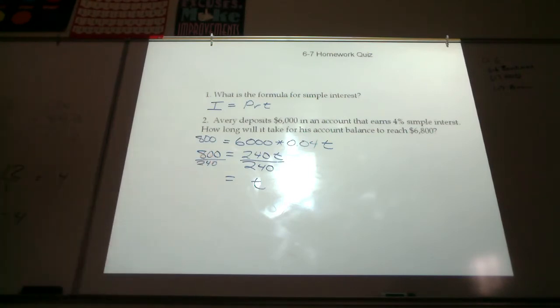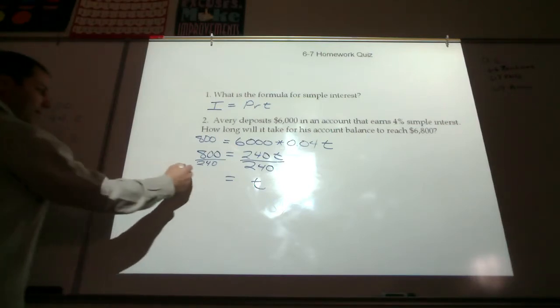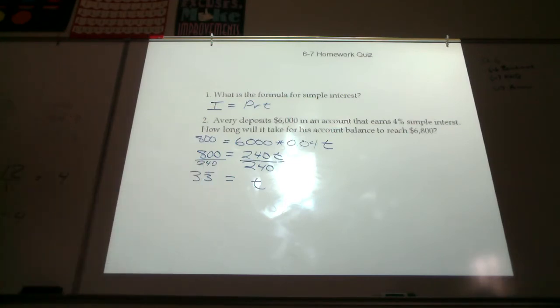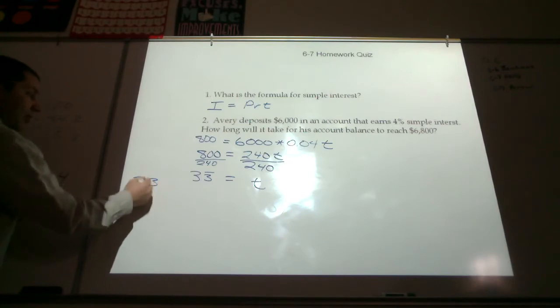Now, many of you got to this point and said 800 divided by 240. And if you put that in, I believe you get 3.3 repeating. Is that correct? Put it into your calculator. Do 800 divided by 240. Okay, now we could use this answer. We could say 3.3 repeating years.